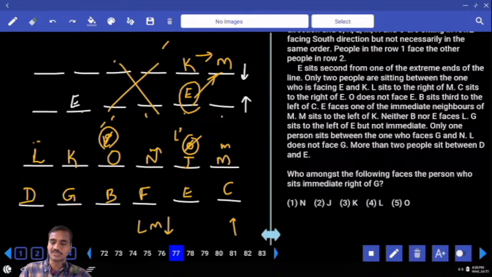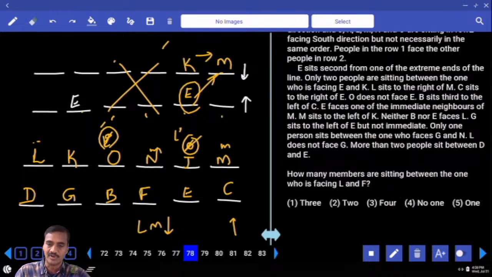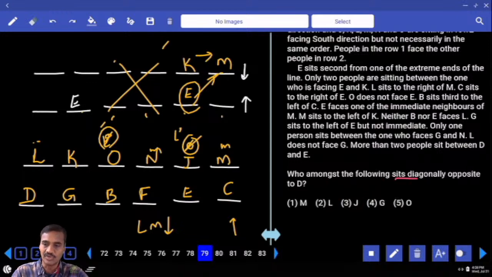Then who among the following faces the person who sits to the immediate right of G? Immediate right of G, B and O are opposite, choice 5. Then 78. Now how many members are sitting between the one who is facing L and F? L and F, there are 2 persons, choice 2. And 79. Who among the following sits diagonal opposite to D? M, that is choice 1.